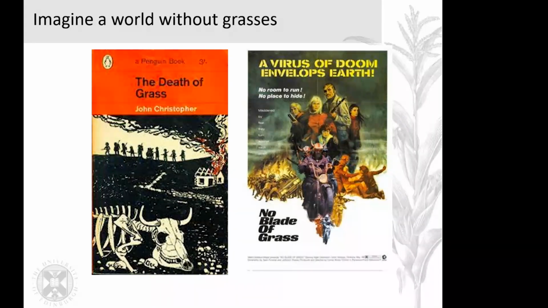And this has been thought about in the past. So this book, The Death of Grass, is about a virus that kills all grass species and civilization completely collapses. And it's not that far-fetched, considering they are in every aspect of our daily lives.